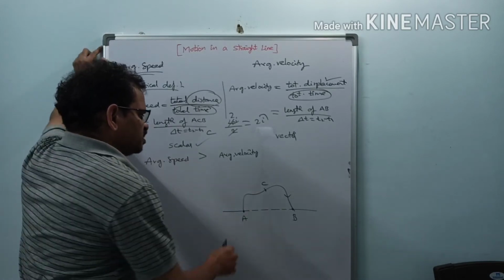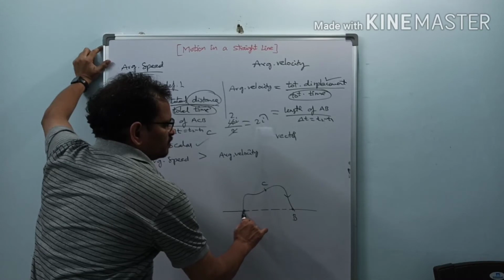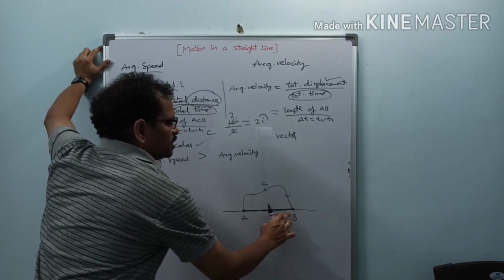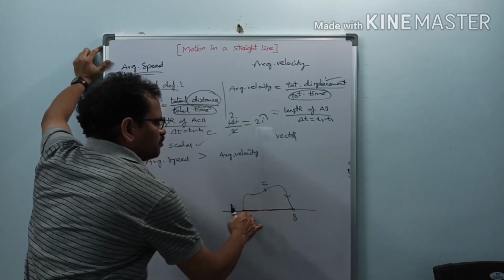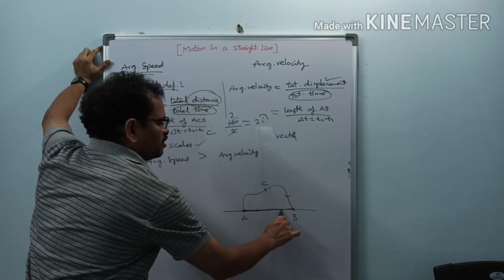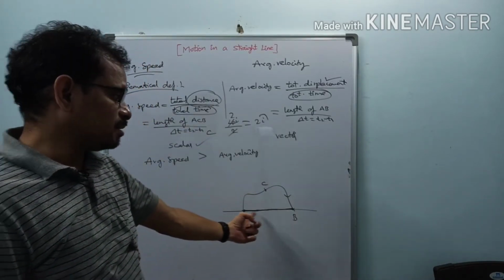So in which case is it possible? Suppose the particle moves from A to B on a straight path. Now this line is not a discontinuous line, but a continuous line. What does that mean? A continuous line means it is the actual path on which the particle has traversed.